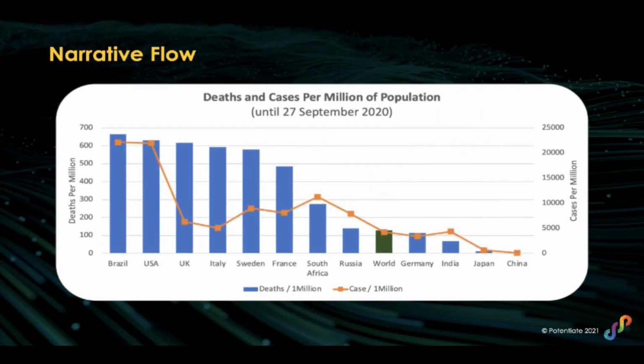But if I change it, so it's sorted by deaths per million, now we've got a narrative flow. We can see which countries at that point had the highest deaths per million, but we can also see that there's a really big difference in which countries are doing a good job about testing and identifying cases, countries like Brazil and USA, and countries that are not doing as good a job at identifying cases. So UK, Italy, Sweden, France. We've created a narrative flow. Now the visualization is much easier for me to use when creating the explanation.